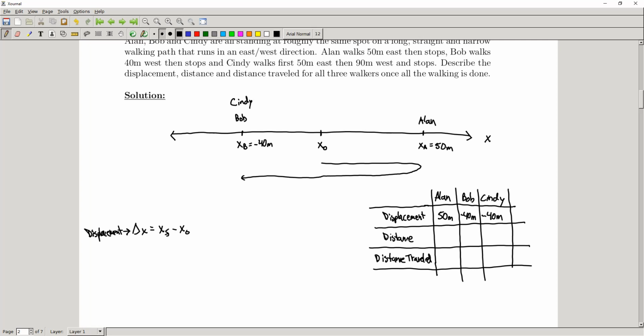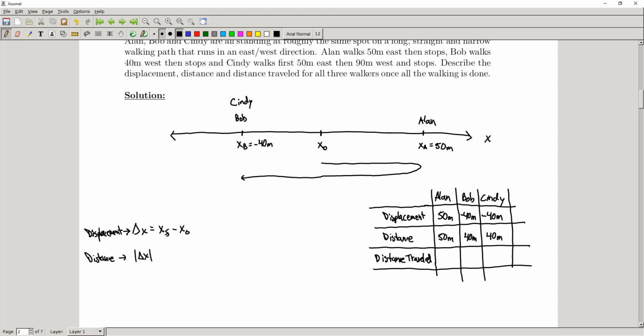Now the distance. What is the distance? Well, from above we know that distance is just the absolute value of our displacement. And so that's really simple. We just take the absolute value of all these values here, and we end up again with 50 meters for Alan. Now we have 40 meters for Bob, and also 40 meters for Cindy, right? We're just taking the absolute value of these values from above, and it just gives us the absolute value of the distance from the origin that all three of these walkers are.